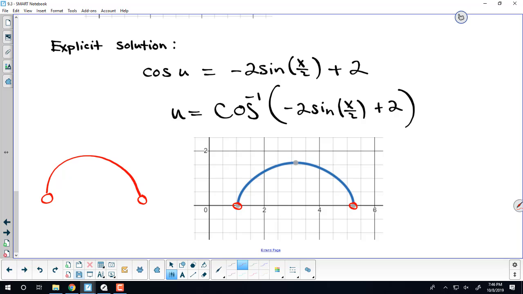Okay, so that's our explicit solution. If we had to choose, we would say it's the top half of that circle, not including those endpoints. Does that make sense? Any other questions about this? Okay, so that's 9.3. We'll take a break and then talk about our second exam.